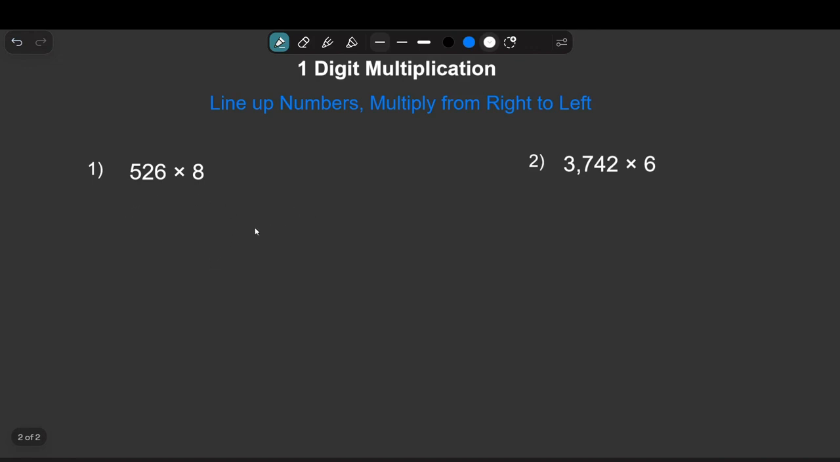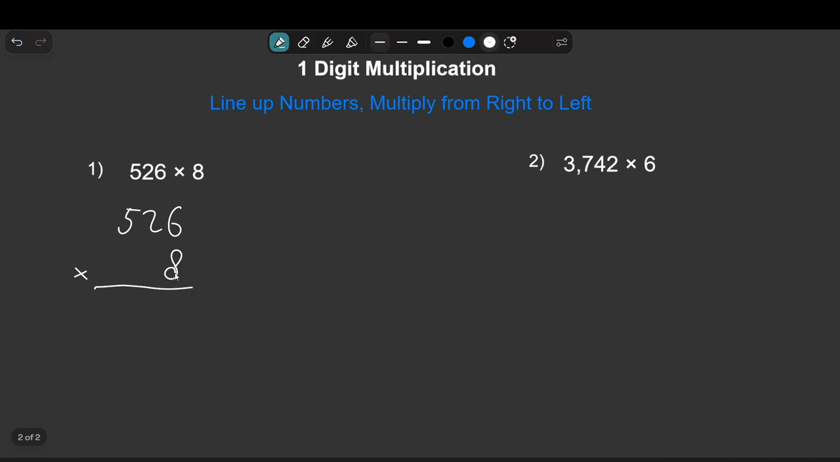So the first thing we do, just like adding and subtracting numbers, is line them up like this: 526 times 8. In this case, we only have an 8, so we just line it up right there. So it's a bit easier, I think. Now we multiply from right to left. This is going to be very simple. If you can't do this using mental math, you can just use a calculator. And I will make a video on how to get better at mental math, so stay tuned for that video.